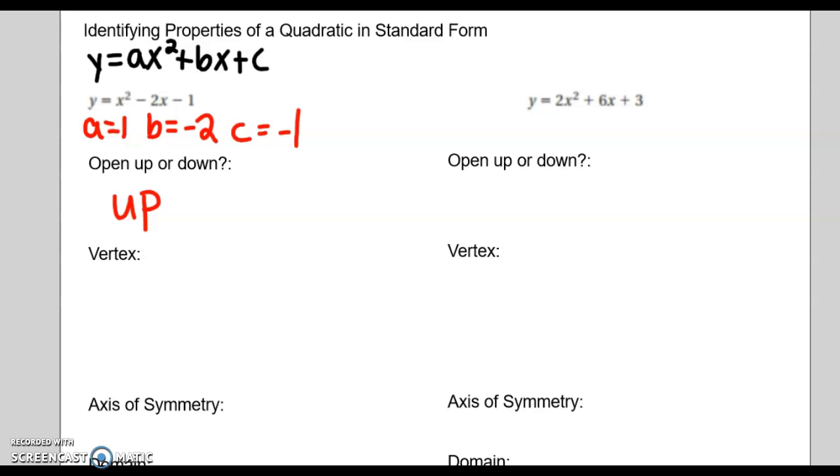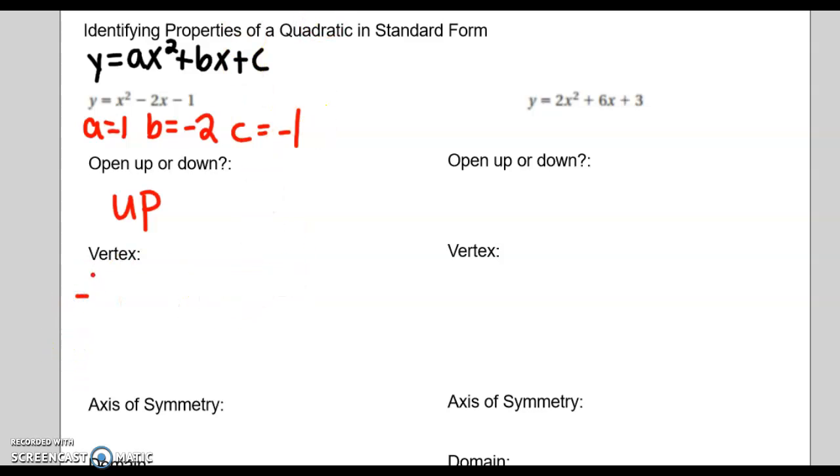For the vertex, again, if you flip back to the previous page, the formula for the x-coordinate of the vertex is negative b over 2a. And then to get the y-coordinate, we're going to plug that in. So let's do negative b over 2a first.